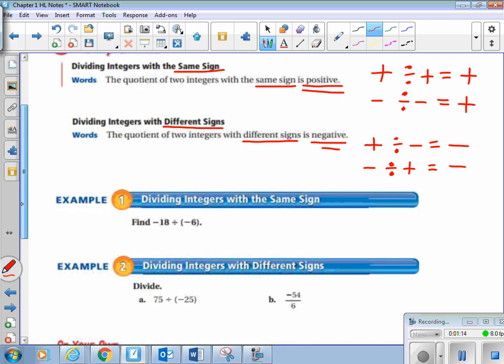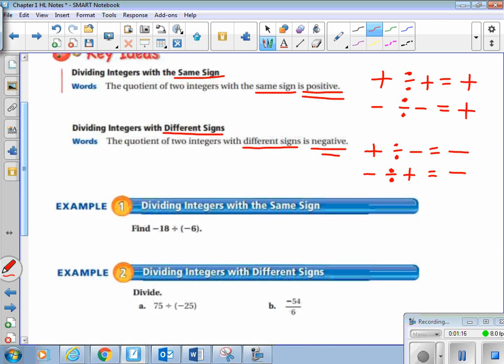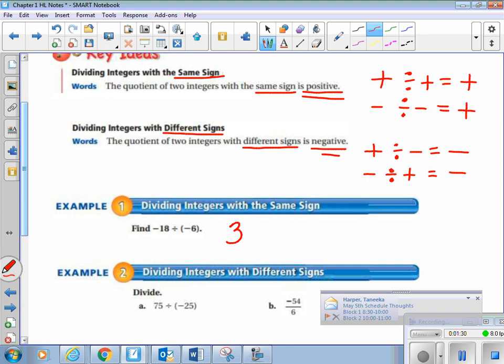Looking at example 1, let's apply those rules. We're looking at two negative numbers. Therefore, our numbers have the same sign, so our answer should be a positive answer. I'm really thinking of 18 divided by 6 is 3. Since my signs are both negative, my answer is a positive 3.